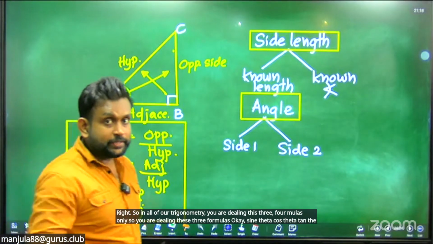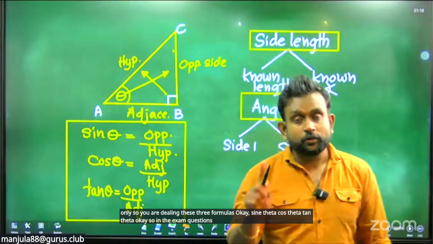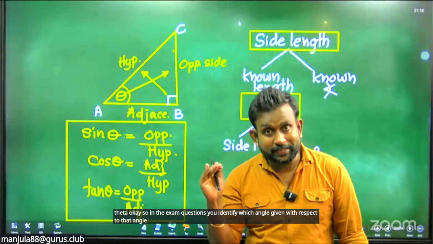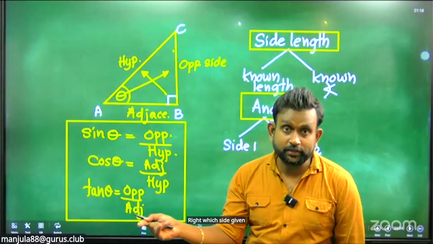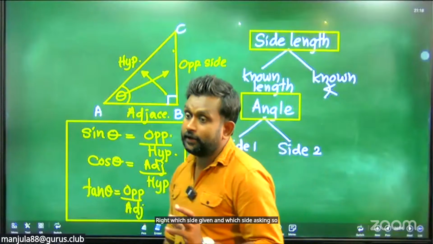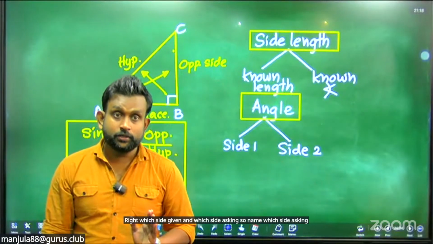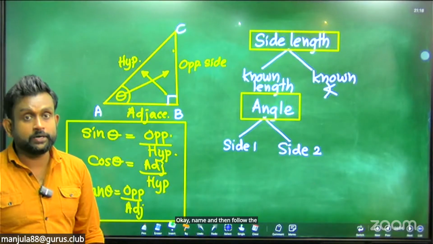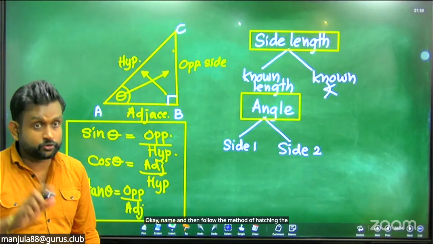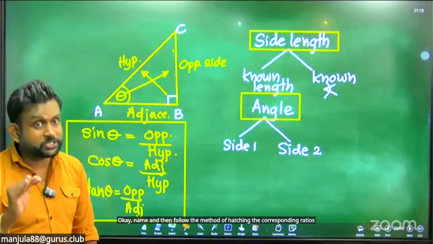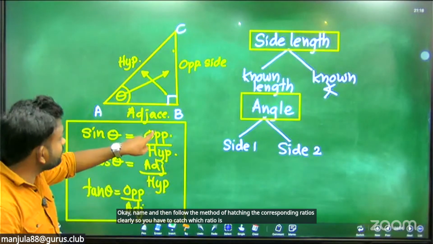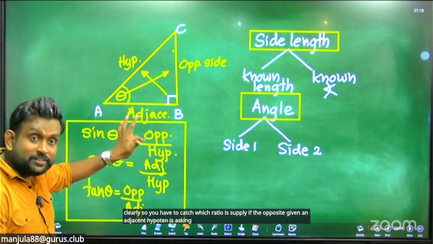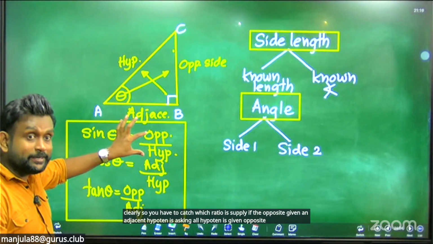In the exam questions, you identify which angle is given, and with respect to that angle, which side is given and which side is asked. Name the sides and follow the method of catching the corresponding ratio clearly. If the opposite is given and the hypotenuse is asked, or the hypotenuse is given and the opposite is asked, you will deal with sine theta.